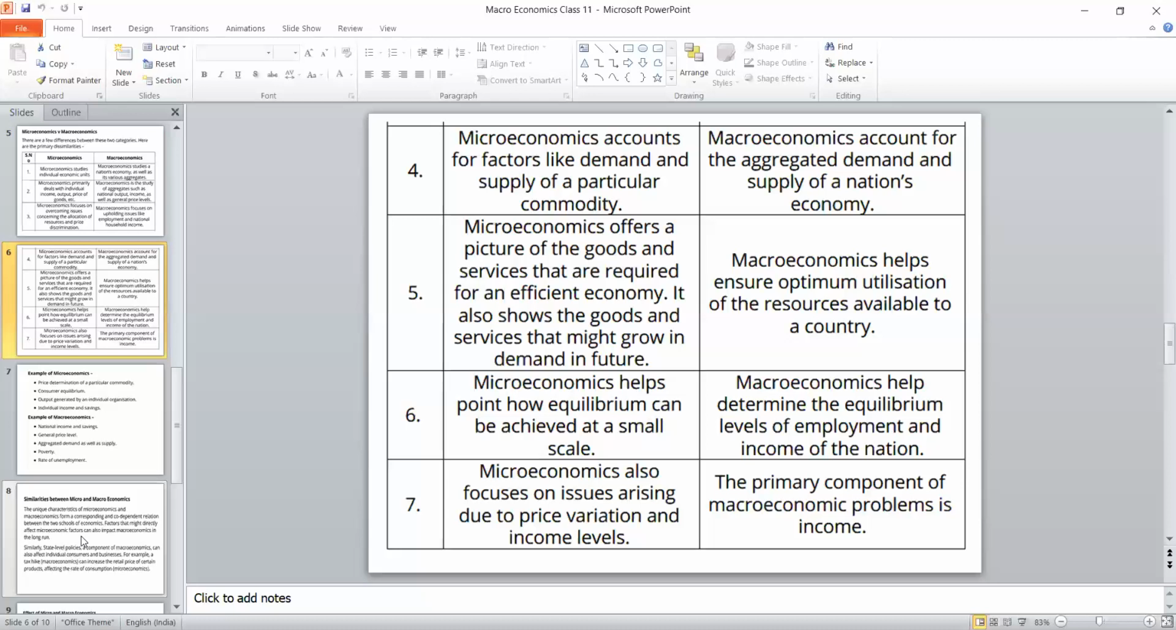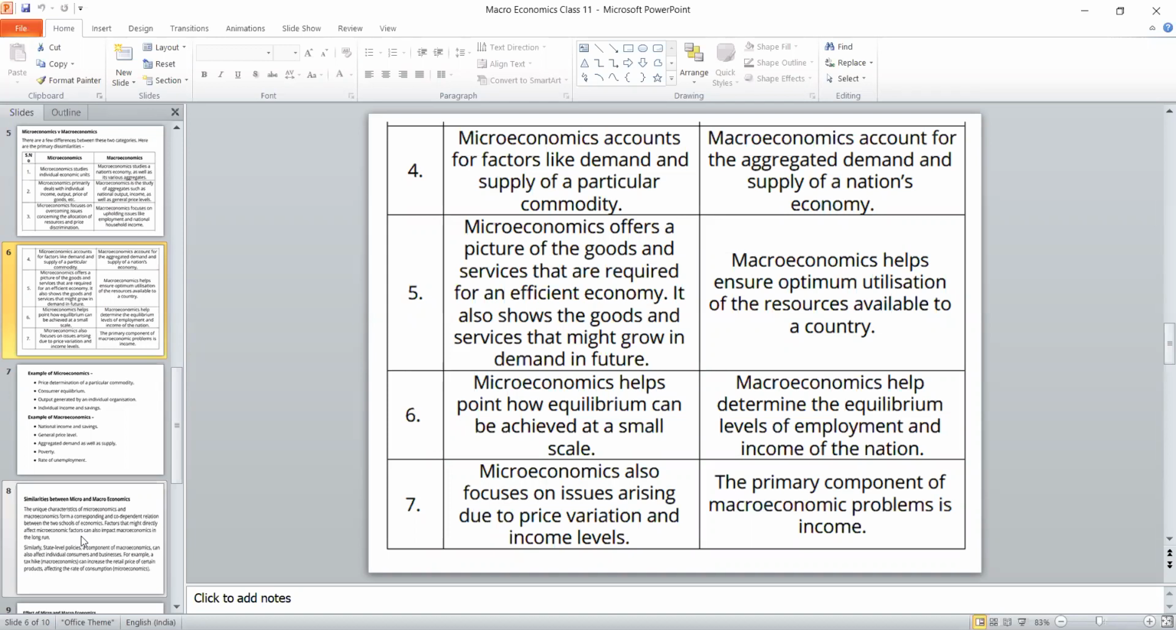The next difference is that in microeconomics, we can give ways and means to reach the equilibrium. Because a particular firm wants to achieve something, there will be a demand. So I will increase to that level, and he will make the supply equal to demand. So that is a possibility to achieve the equilibrium.